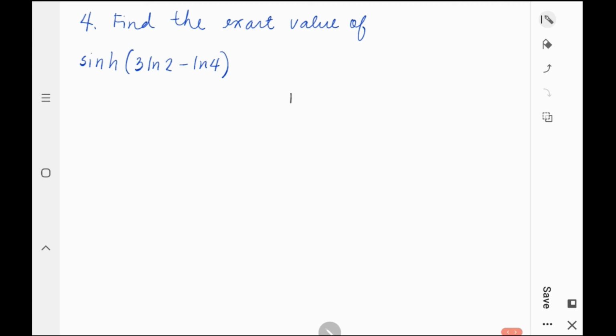Let's find the exact value of the following. We have the hyperbolic sine of 3 ln 2 minus ln 4. So first of all, let's recall the following laws of logarithm.